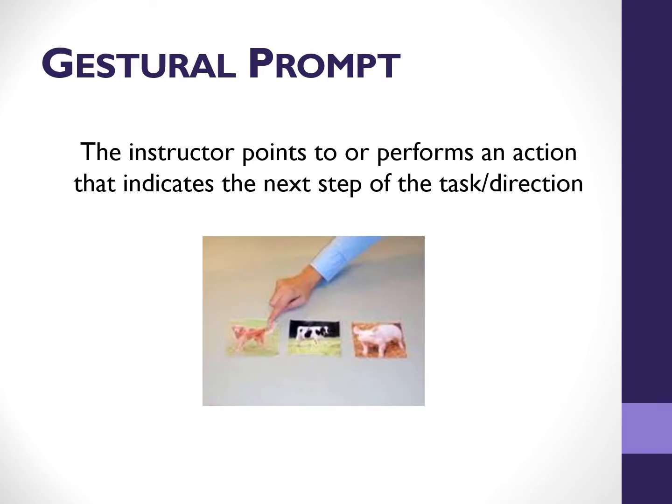Gestural prompting involves giving some type of gesture or movement that shows the student what to do. This can involve pointing, nodding, making eye contact, or looking at a specific item or area. So, like I said, the instructor would point to or perform an action that indicates what the next step of the task is, of whatever has been requested of the learner.